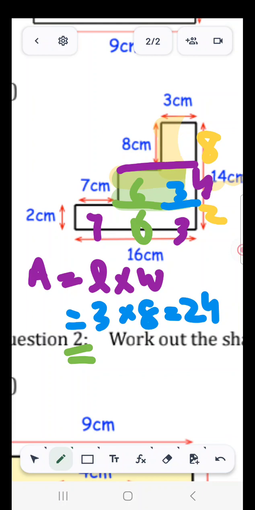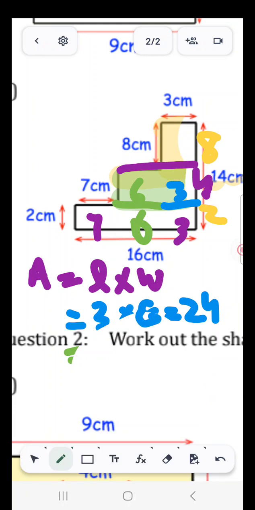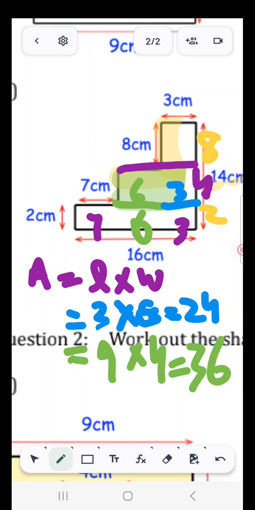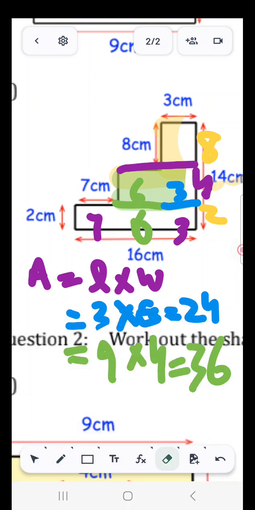Try to understand it. So we have to deal with the length as 9, and let me use another color. Sorry, the previous drawing was also removed by mistake. 8 times 3, and I needed to choose another color here, and it should be length as 9 and the width as 4. Try to understand how I got 9 times 4, which is 36. And the last one, I'm going to remove the unnecessary drawings.